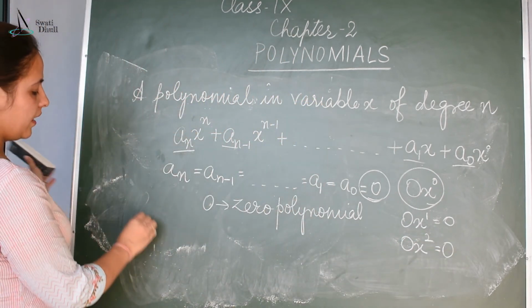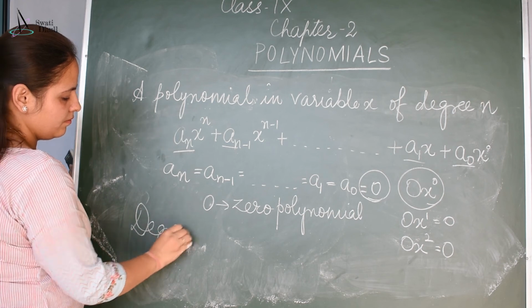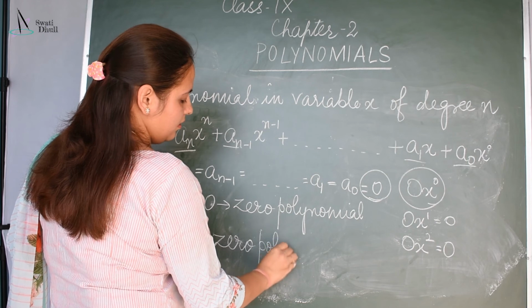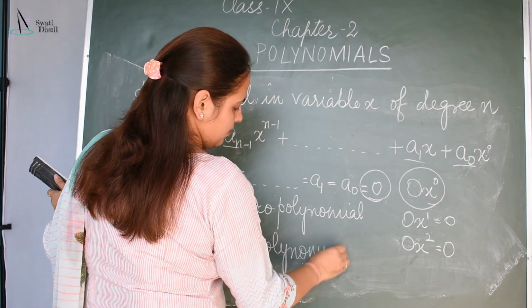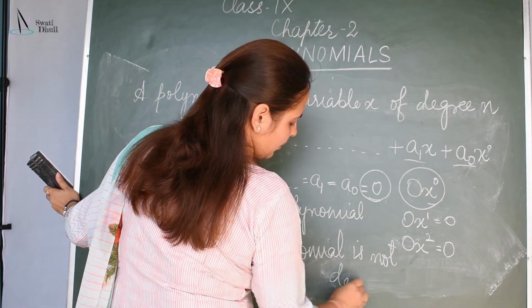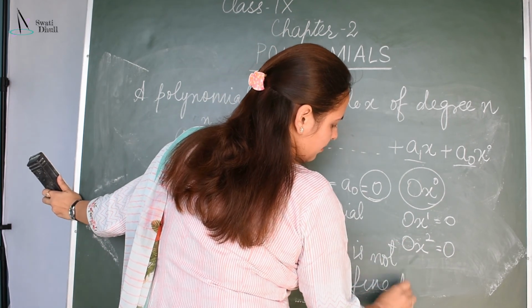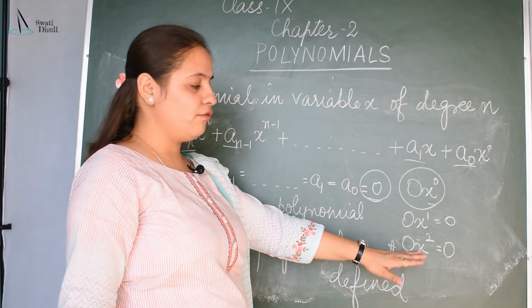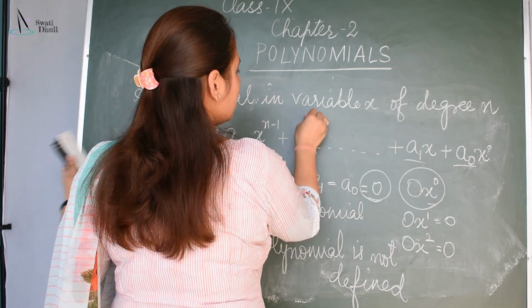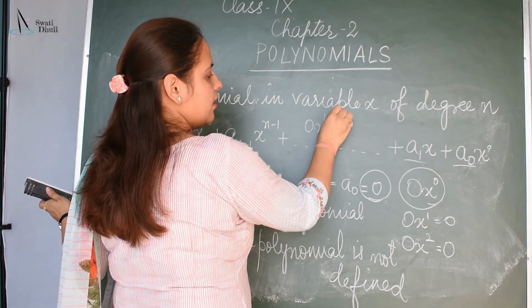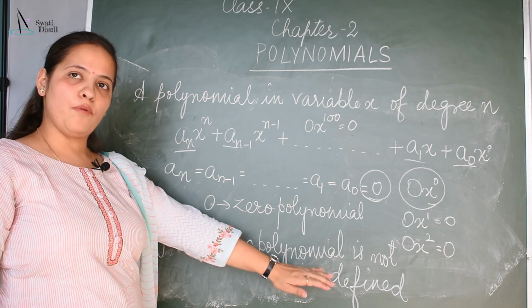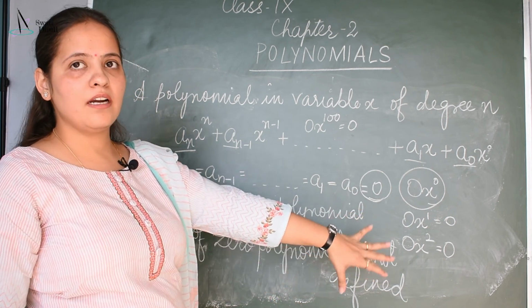That means the degree of the 0 polynomial is not defined, because if you multiply 0 with any variable to any power, say 0 into x to the power 100, it is again 0. So the degree of the 0 polynomial is not at all defined.